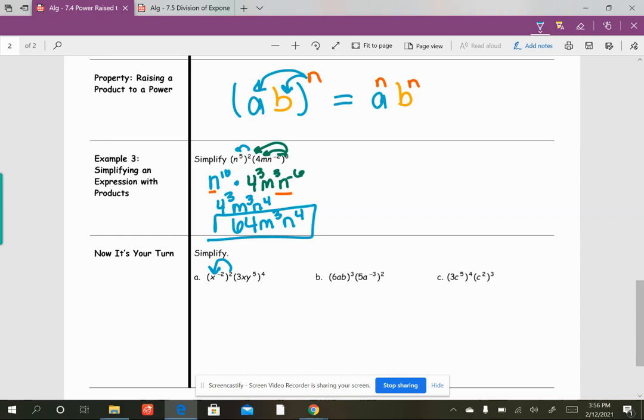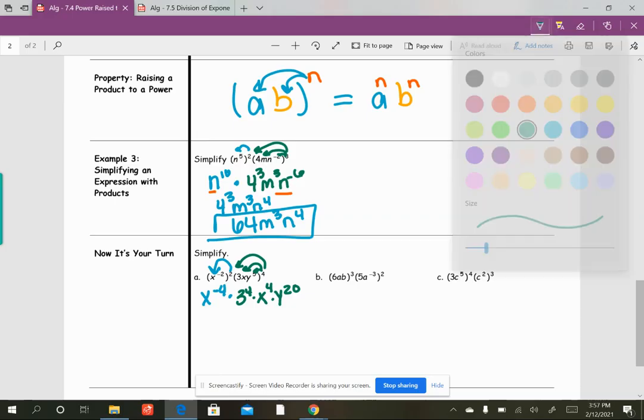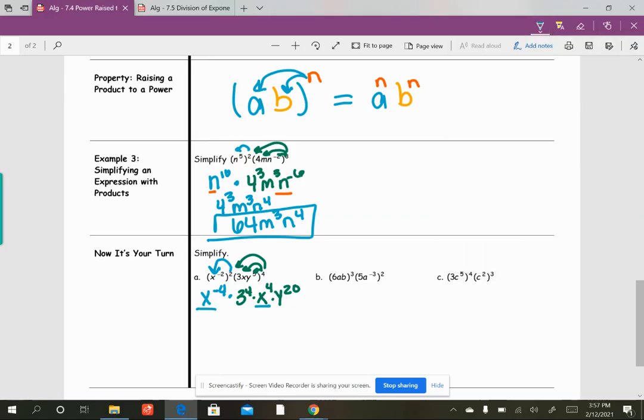We're distributing that, but we're multiplying the exponents. So x to the negative 2 times 2 gives you negative 4. And then we're going to do the same thing over here. Distribute the 4 on the inside. So this becomes 3 to the 4th power, x to the 4th power, y to the 20th power. Now go back and combine like terms.